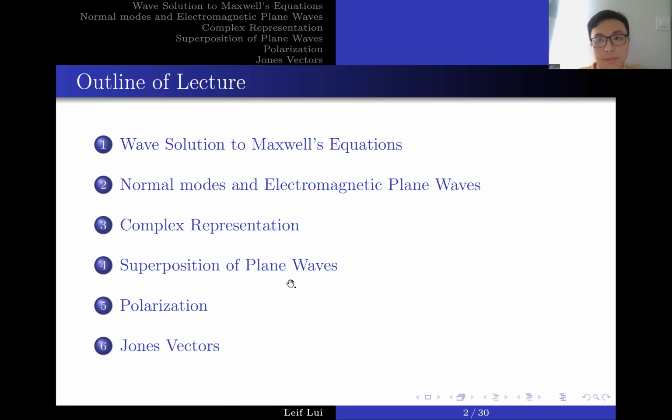Next, I will talk about how the phase change in electric fields can yield different shapes of electromagnetic waves, and this phenomenon is called polarization. And afterwards, I will talk about polarization in a more enlightening manner by showing how we can yield different polarizations using the Jones vectors.